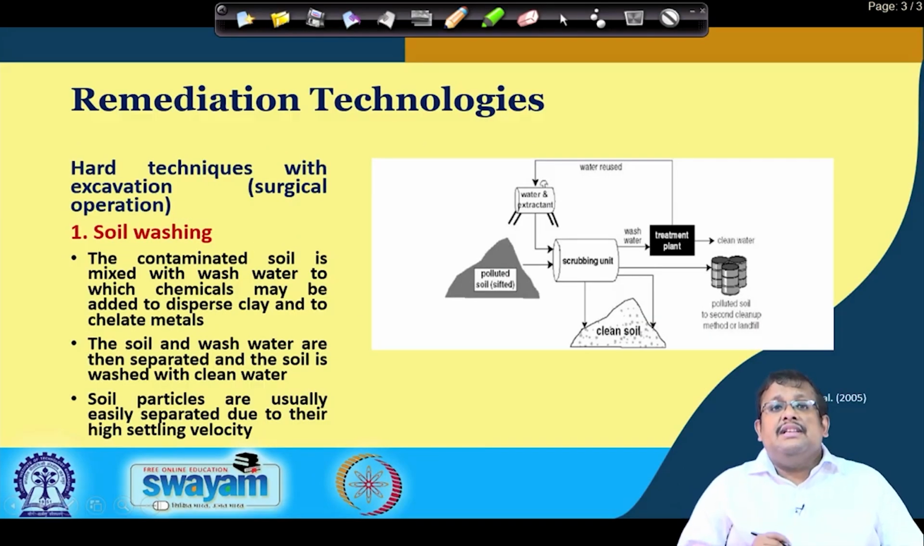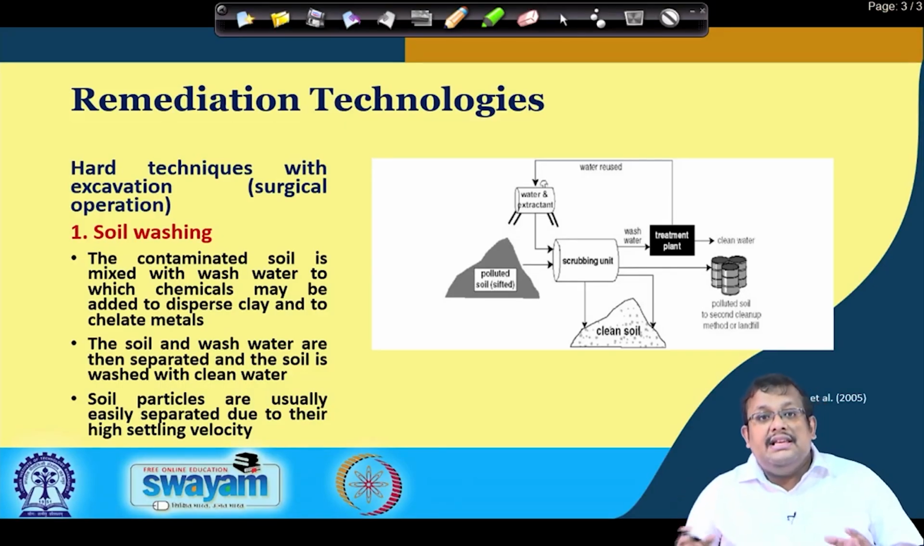Now, another treatment is known as soil washing. In soil washing, basically the contaminated soil is mixed with wash water, to which chemicals may be added to disperse clay and to chelate the metals. The soil and wash water are then separated and the soil is washed with clean water, and the soil particles are usually easily separated due to their high settling velocity.